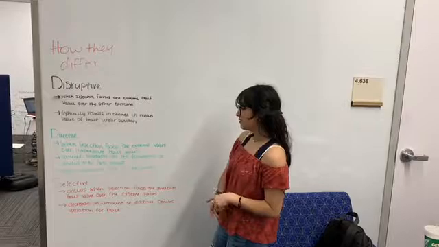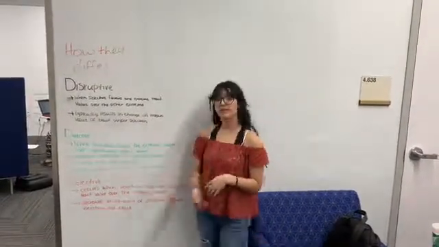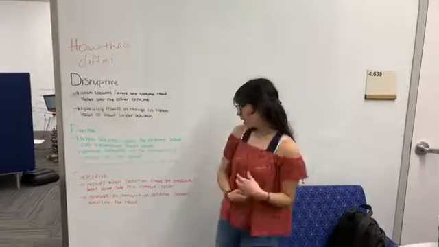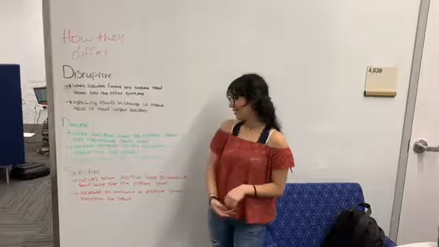Then for stabilizing, it occurs when a selection favors the intermediate value over the extreme value, and it decreases the amount of additive genetic variation of the trait.